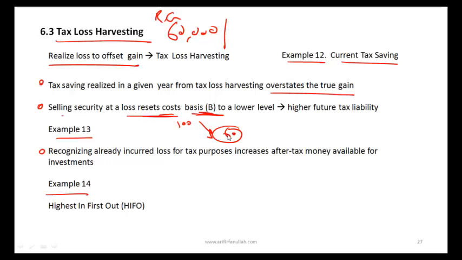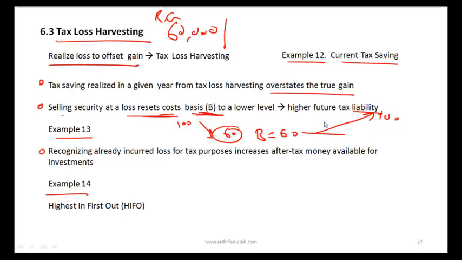This helps you cut your taxes, but then your basis now becomes 60, because when you are doing tax loss harvesting, you are rebuying that security at a lower base. If you are buying at a lower base and later on the stock goes back even to say 100, are you going to pay this tax later? You are. Therefore, tax loss harvesting is not a free lunch. You have just delayed your tax obligation.